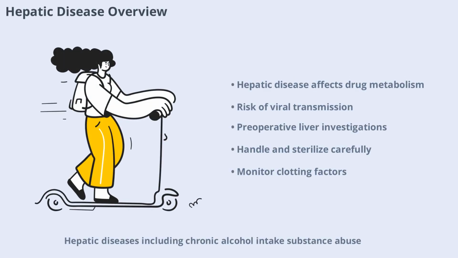Hepatic diseases, including chronic alcohol intake, substance abuse, and viral hepatitis, affect drug metabolism and clotting factor synthesis. Patients with hepatitis B or C pose a risk of transmission. Preoperative investigations include liver enzymes, bilirubin, albumin, alkaline phosphatase, bleeding and clotting times, and hepatitis antigen tests. Careful handling and sterilization are essential to prevent disease transmission during surgery.